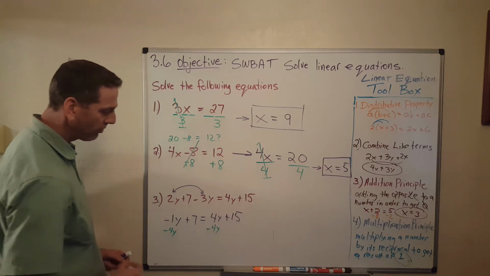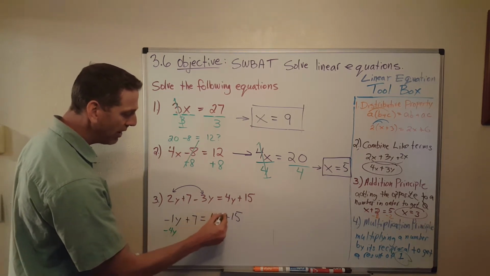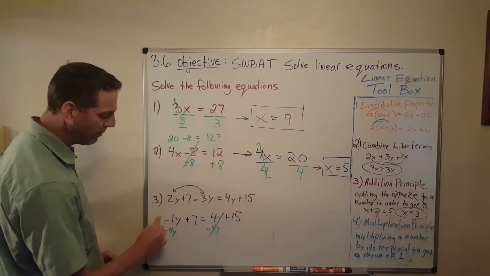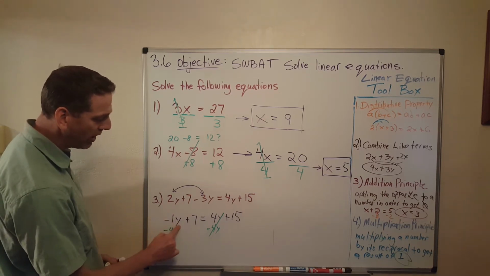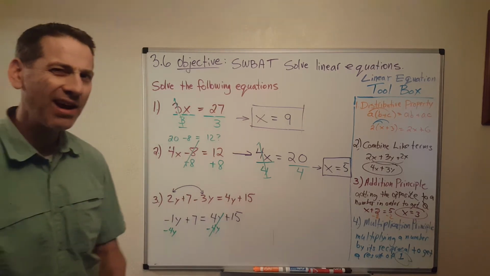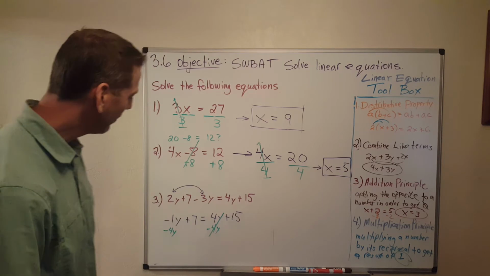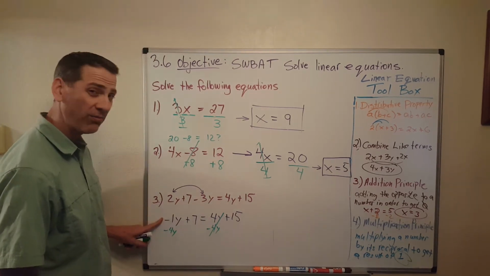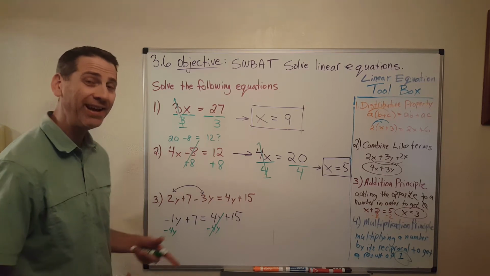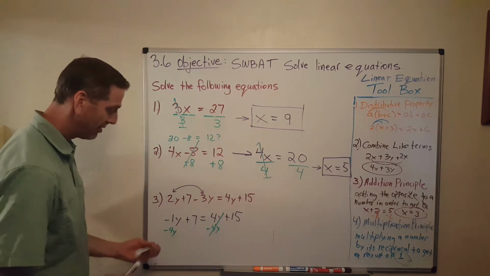All right? So watch what happens. 4y minus 4y, that cancels. Okay, now let's see what I end up with right here. So I got negative 1y minus 4y. What's that going to be? Well, you can think about it this way. If you have negative $1 and you lose another $4, now you got negative $5. All right?